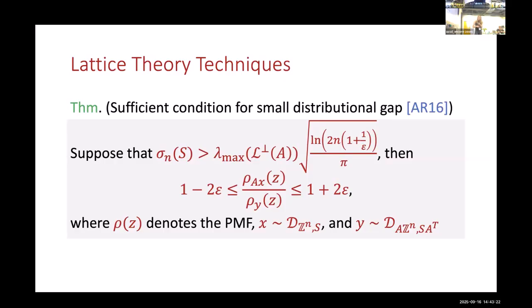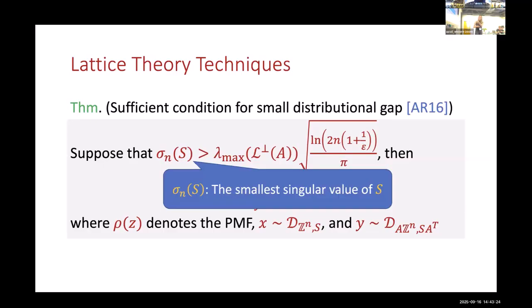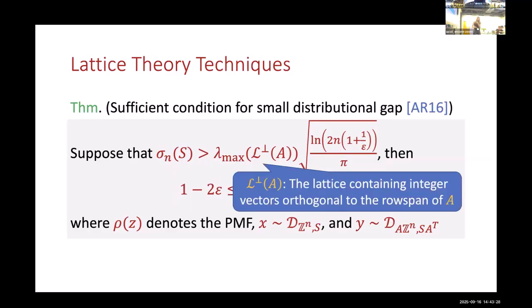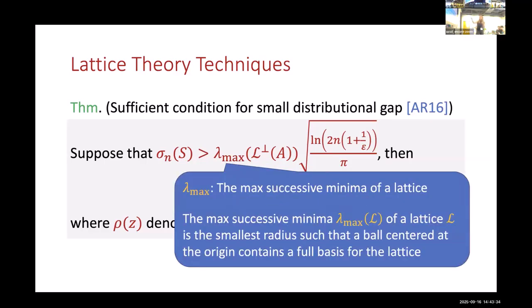So what we have here is the smallest singular value of S. Remember, the covariance was S transpose S. This should be at least lambda max of the orthogonal lattice. Lambda max will be the maximum successive minimum of the lattice. It's the smallest radius such that the ball centered at the origin contains all of the basis vectors for that lattice. And L perp of A was the orthogonal lattice to the row space of A.